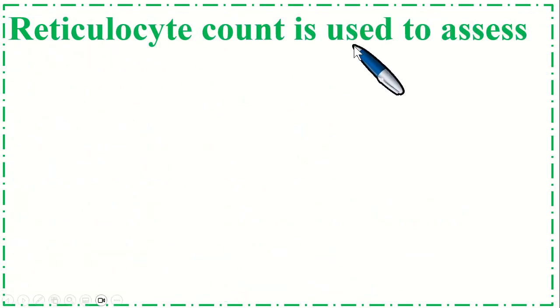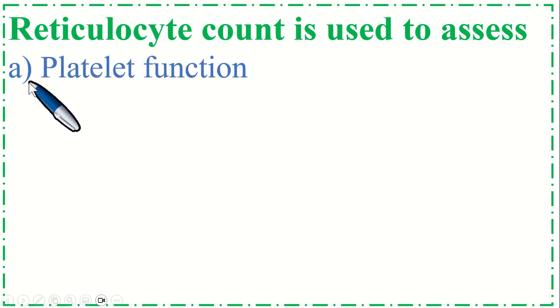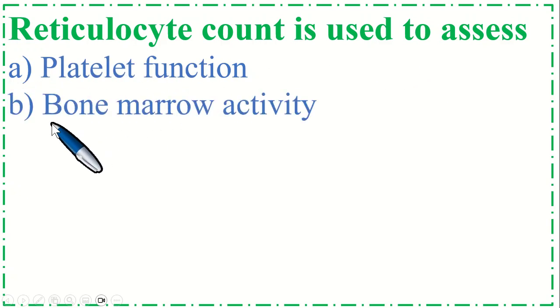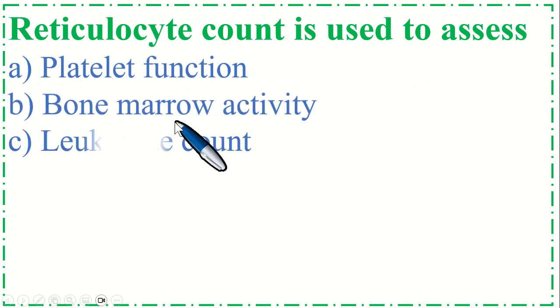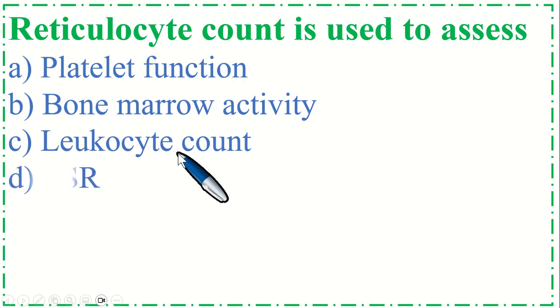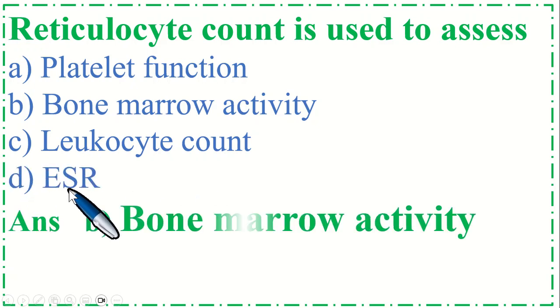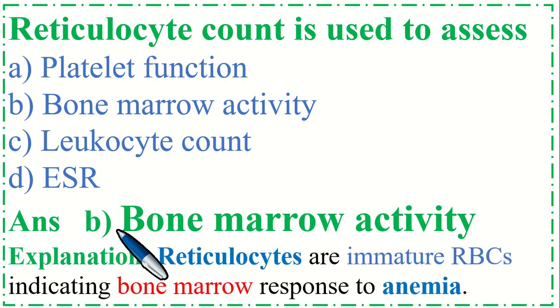Reticulocyte count is used to assess option A platelet function, B bone marrow activity, C leukocyte count, and option D ESR. So the correct option is B, bone marrow activity. Reticulocytes are immature RBCs indicating bone marrow response to anemia.